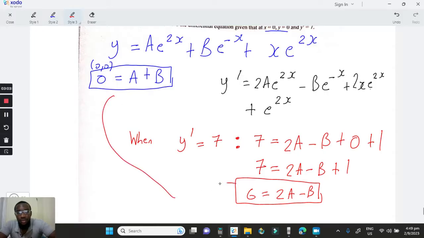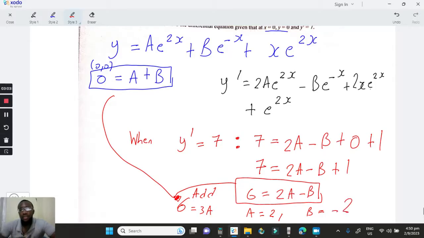So from these two, we can do what? We can add. By adding them, 6 is equal to 3a. And so finally, we conclude a equals 2. If a equals 2, then b must be, what is b? If a is 2, 2 times 2 is 4, bring over, so b is negative 2.